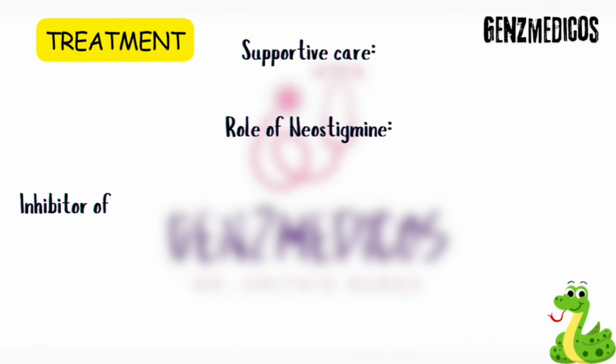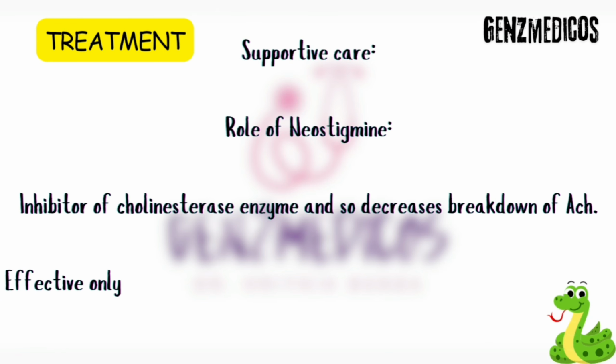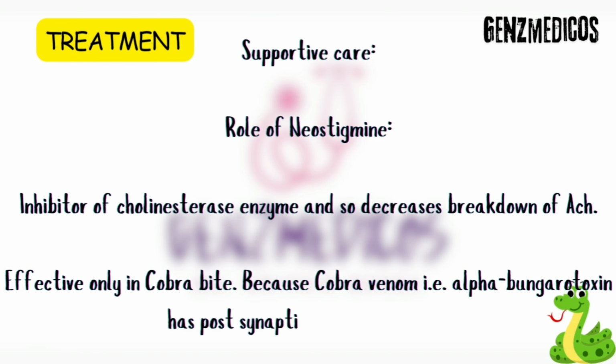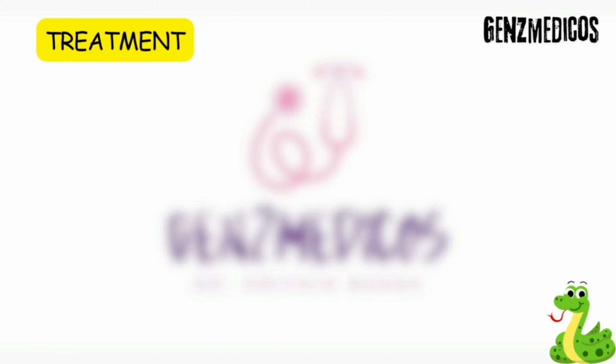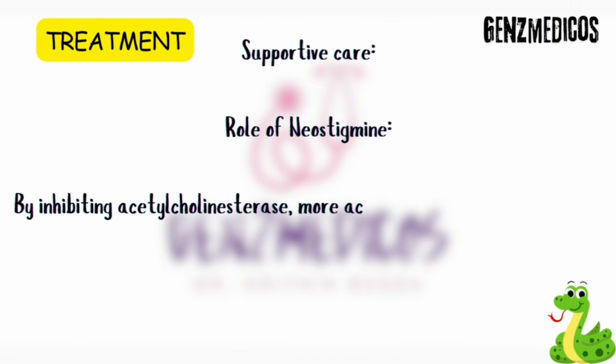The role of neostigmine. Neostigmine is an inhibitor of the cholinesterase enzyme, and so decreases breakdown of acetylcholine, which means there will be an increase of acetylcholine. It is effective only in cobra bite because cobra venom, that is alpha bungarotoxin, has a post-synaptic binding property, so it will only be effective in cobra bite. So beta is what? Krait. Beta is krait, and we will not give neostigmine.